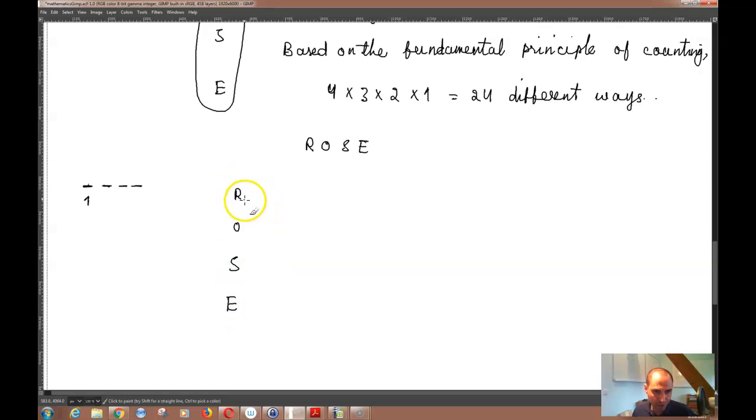Now since you can repeat, there is no problem here. So you have already chosen R, but since you can repeat, it doesn't matter. Again, you can choose either R or O or S or E. Then again, since you can repeat, you could choose again R or O or S or E, right? And again, relative to each of these 4 choices, you would have either an R or an O or an S or an E.